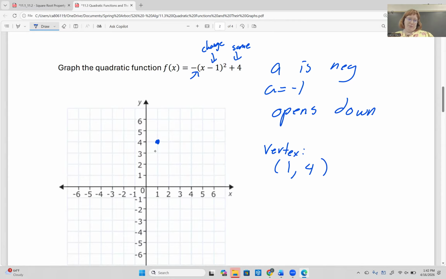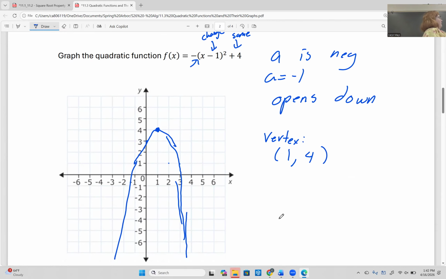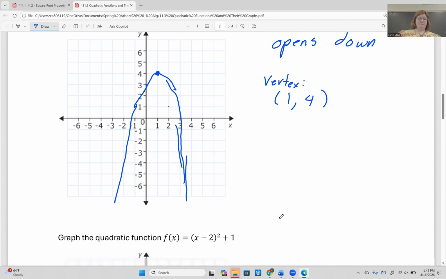And so our parabola, I'm going to try and at least hit some points correctly. But again, my big things I'm looking for is opening up or opening down, and the vertex being correct, because I really cannot draw a nice parabola with my tech tools. But looking for vertex and opening up or down correctly.